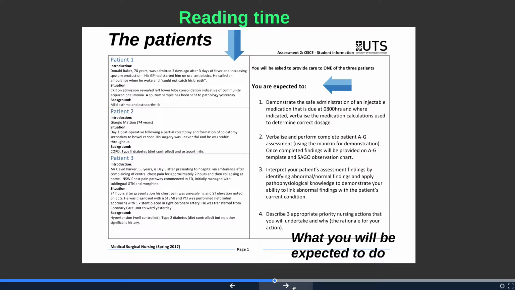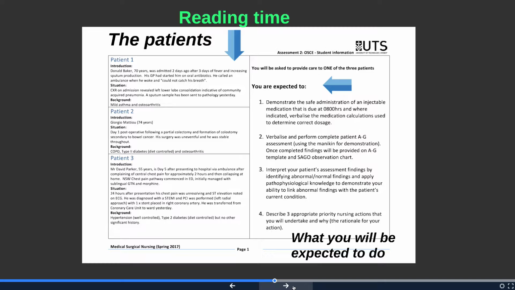Once you have completed your verbalisation of an A to G assessment to your marker, you'll be provided with the assessment findings on an A to G template. The A to G template that's in your student booklet will be the one completed with your patient's current assessment findings. You will also be given a SAGO chart, so you'll be able to visualise their latest vital signs.